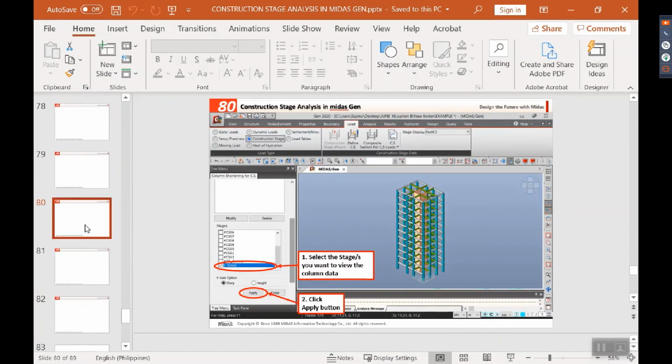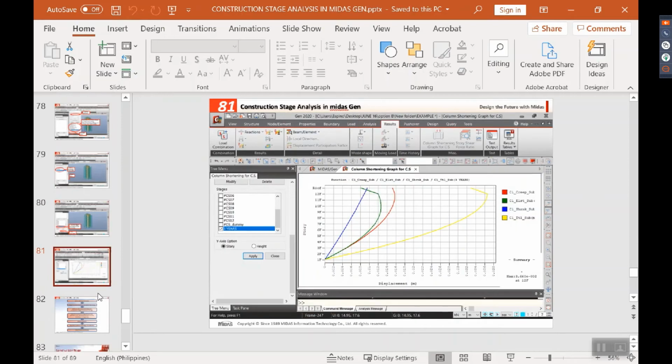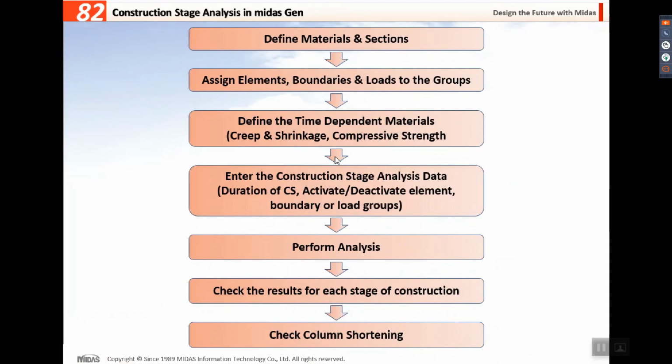So aside from performing the construction stage analysis here in Midas, this is actually the summary of the process. First, we define the materials and sections, assign the elements, the boundaries and loads to the groups, define the time-dependent materials like the creep and shrinkage as well as the compressive strength.